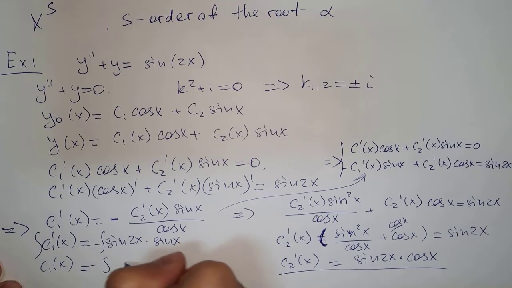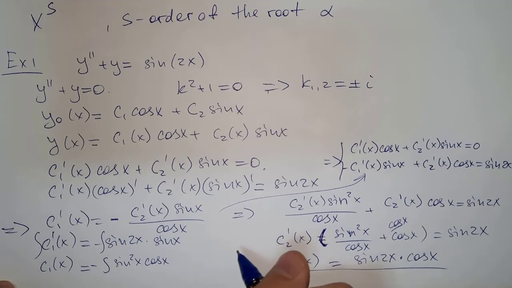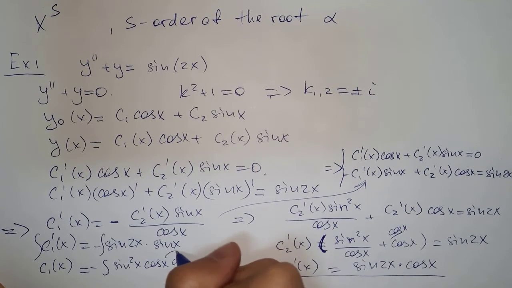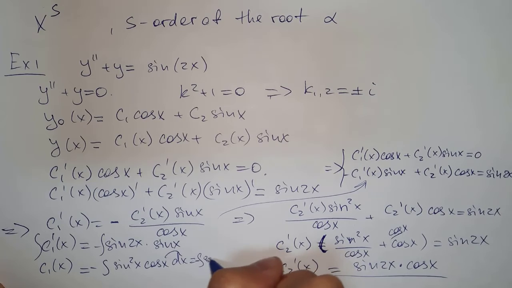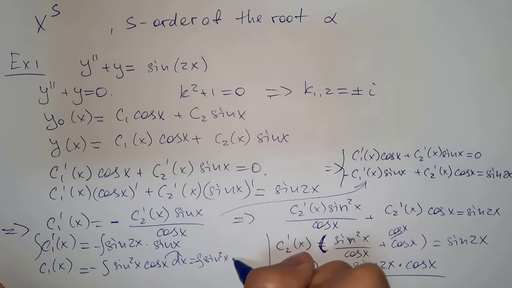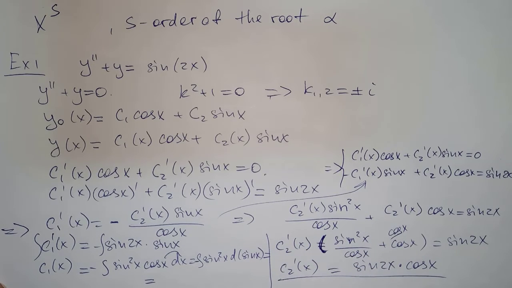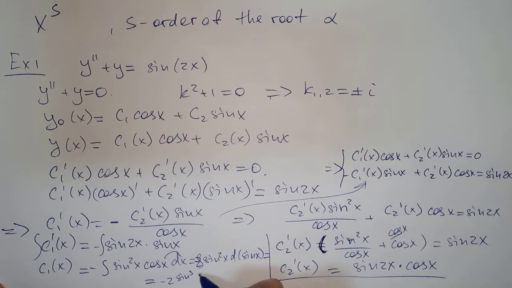This is minus sine square x cosine x. If we open the sine to x, dx, we can write it in differential, so the integral is minus sine square x d sine x, and it will be now, with 2, of course, we forgot the 2, minus 2 sine cube x over 3, and plus any constant.